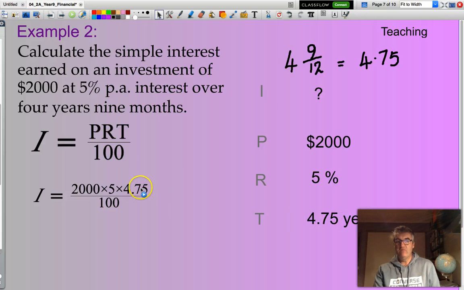and that will give me a value of interest earned of $475. So if I go back to the bank after 4 years and 9 months, I will collect $2,000 plus another $475. Until next time.